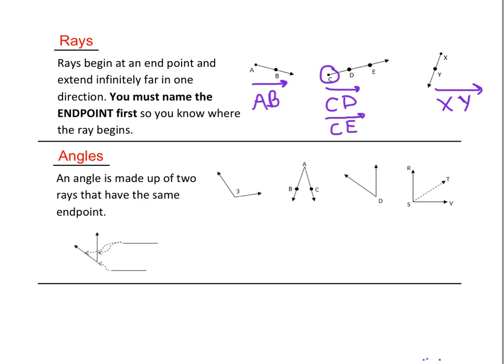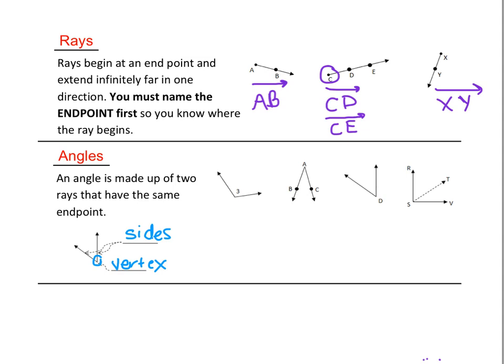All right, and the last thing to talk about are angles. An angle is made up of two rays that have the same endpoint. So over here you can see we've got these two rays and they're sharing this endpoint right there. So angles are made up of those two rays we also call sides. Those are the sides of the angle. And that endpoint that they share right there, that's called a vertex. So you've got two sides and a vertex.